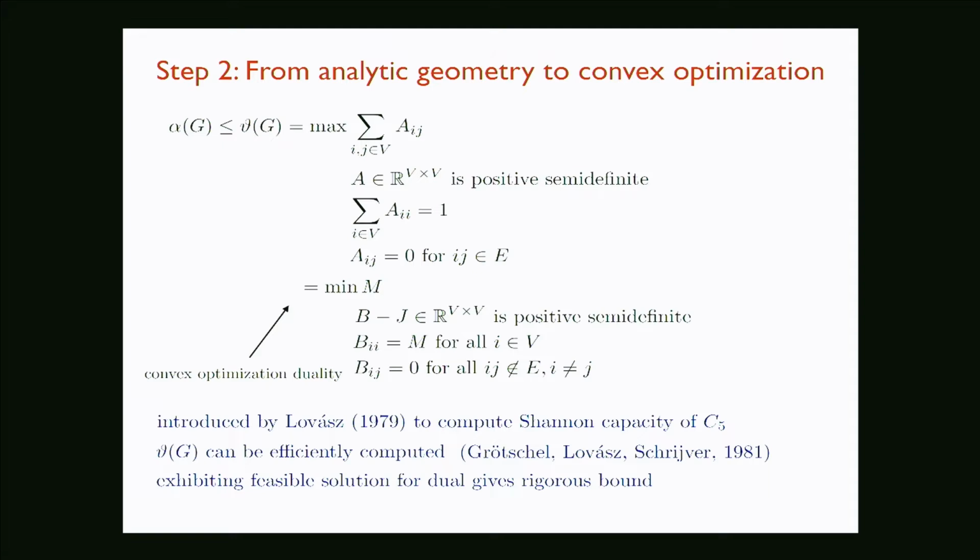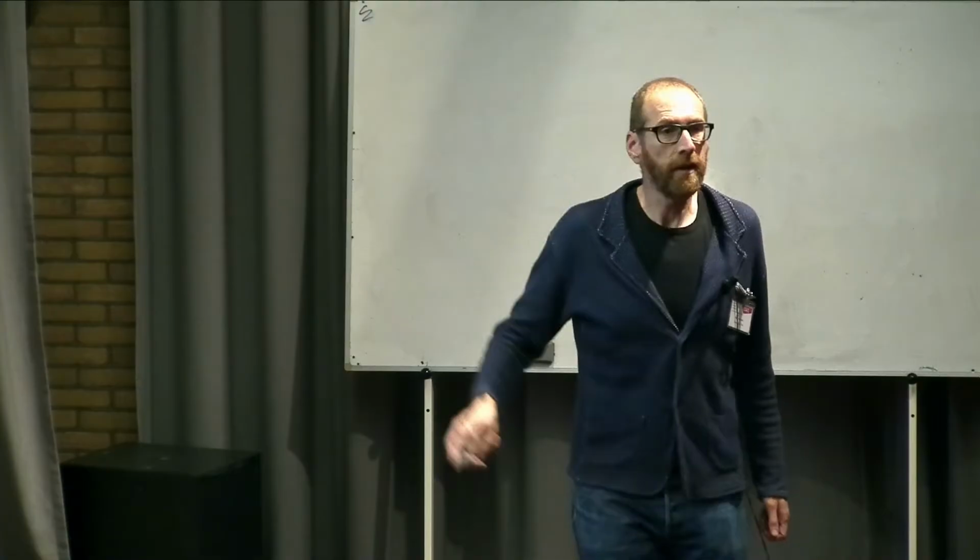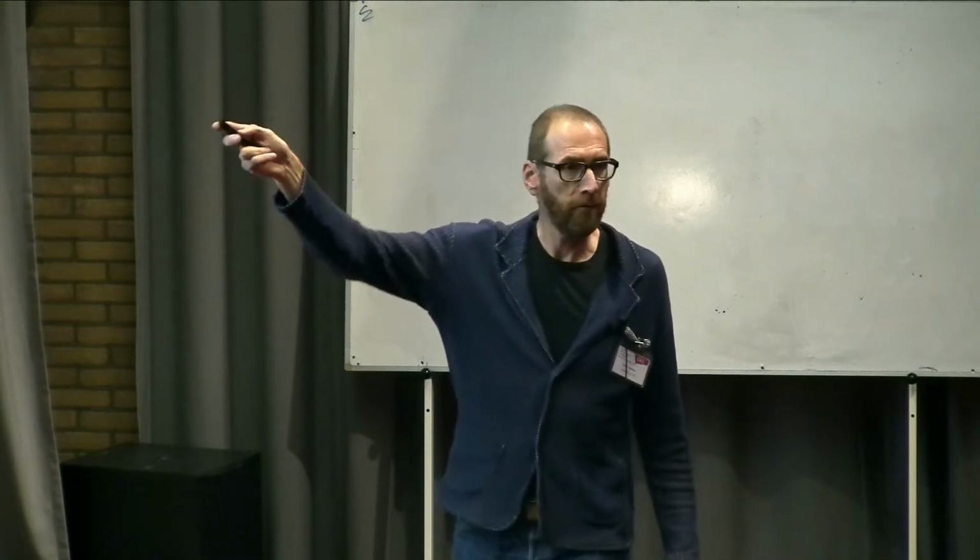So we have to find an M, we have to find a matrix B, so that these things are fulfilled. And once they are fulfilled, I have a bound for alpha.